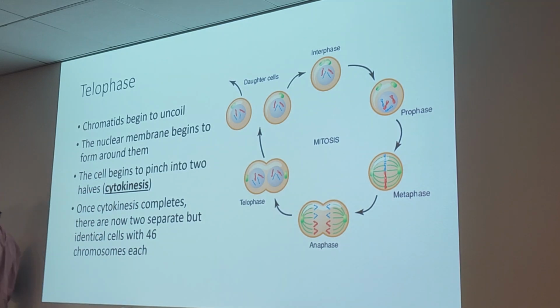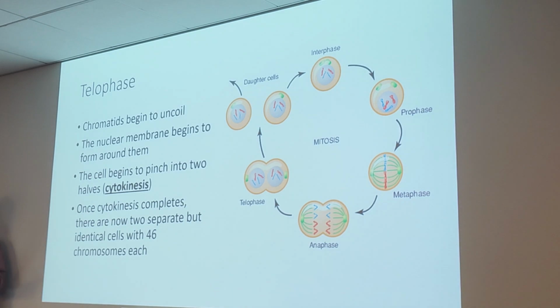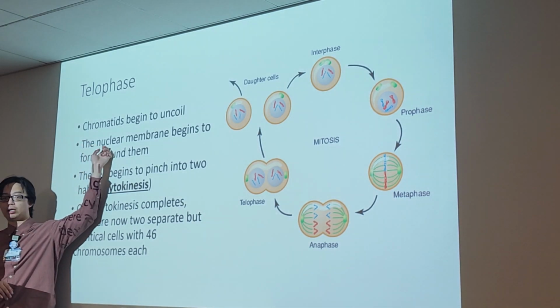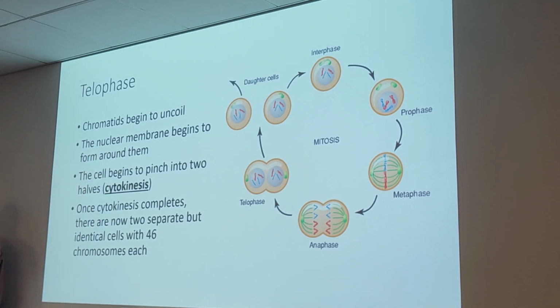At the same time, because we have all the DNA on the correct side, our DNA can now begin to go back inside the nucleus. So the nucleus begins to reform. Once the nucleus reforms, DNA relaxes, becomes chromatin again, and you have two normal cells.